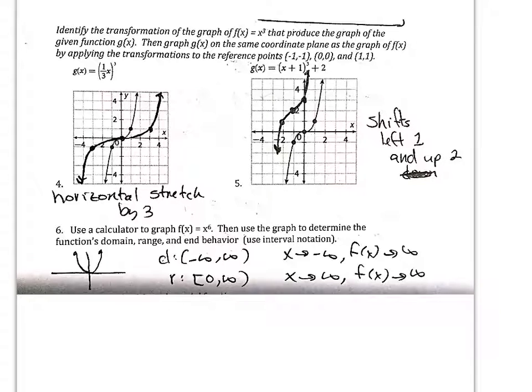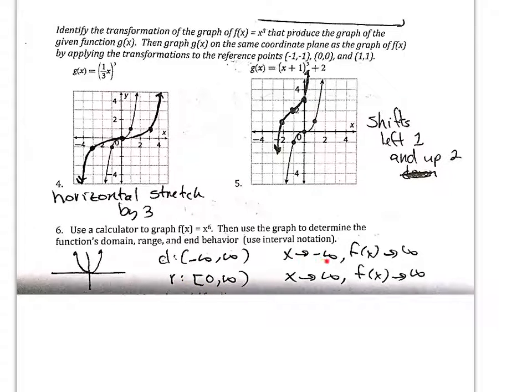Number 6, if you graph this on the calculator, which you probably don't even need to because it's even, the ends go up like that. It said to find the domain and range, also end behavior. The domain is all reals because it goes left and right forever. The range, it does touch the 0 and it goes up forever, so it's 0 to infinity with a bracket.